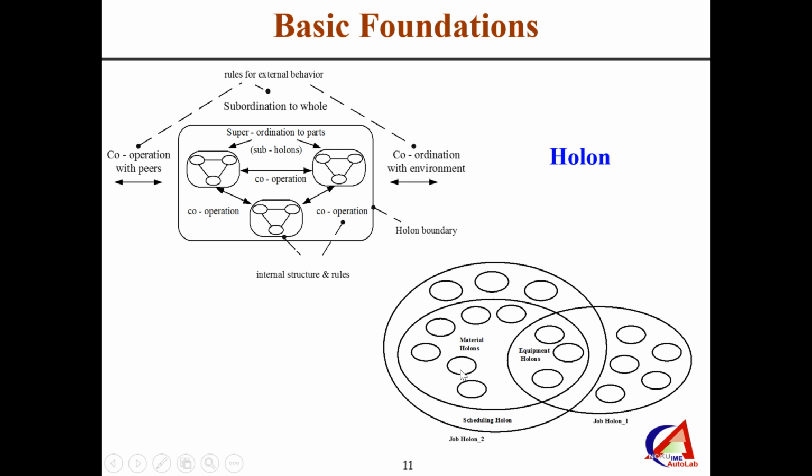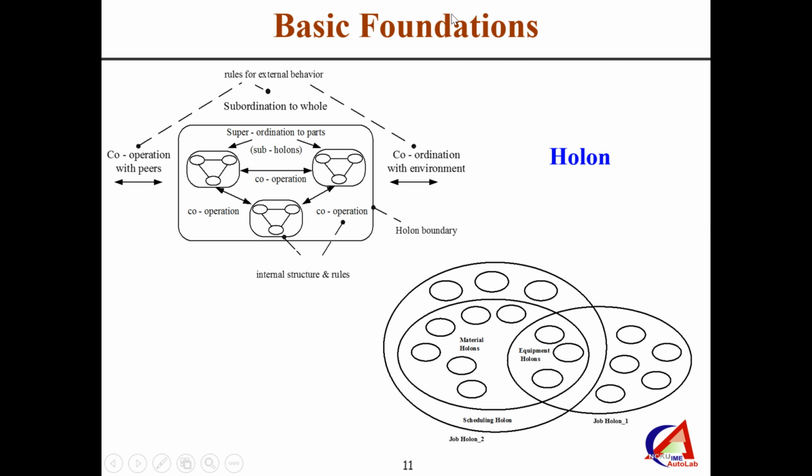Each circle is a holon. So this is a material holon, and equipment holons, etc. Holons can communicate with each other. An example is a human being. We can use this concept to describe a human being.